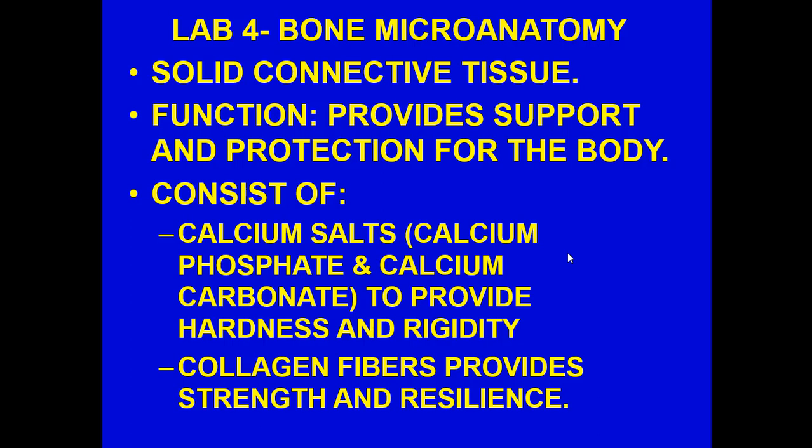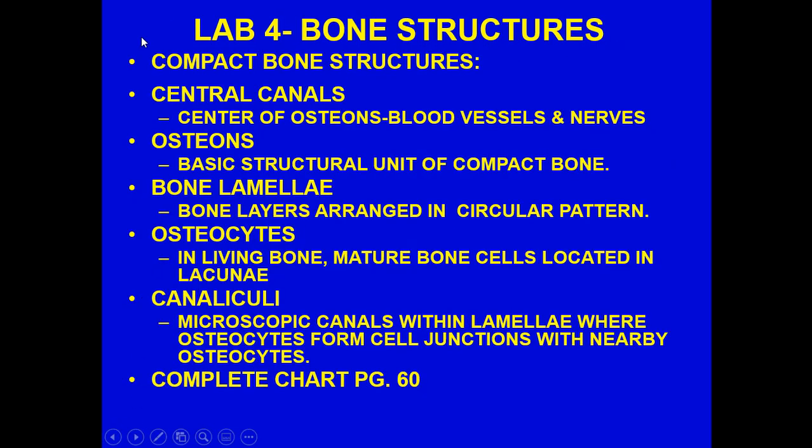The fact is that it's basically filled or lined throughout the tissues with collagen fibers. They provide the strength and resilience. Now we're going to talk about the basic microscopic design and structure of compact bone. First off, you're going to have the central canals, the center of the osteons. In those central canals, you're going to find blood vessels and nerves. Okay, osteons are the basic structural unit of compact bone.